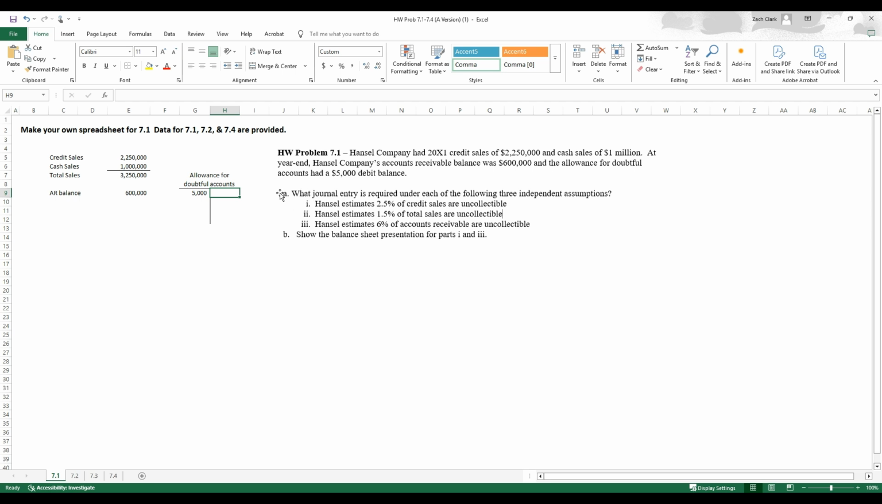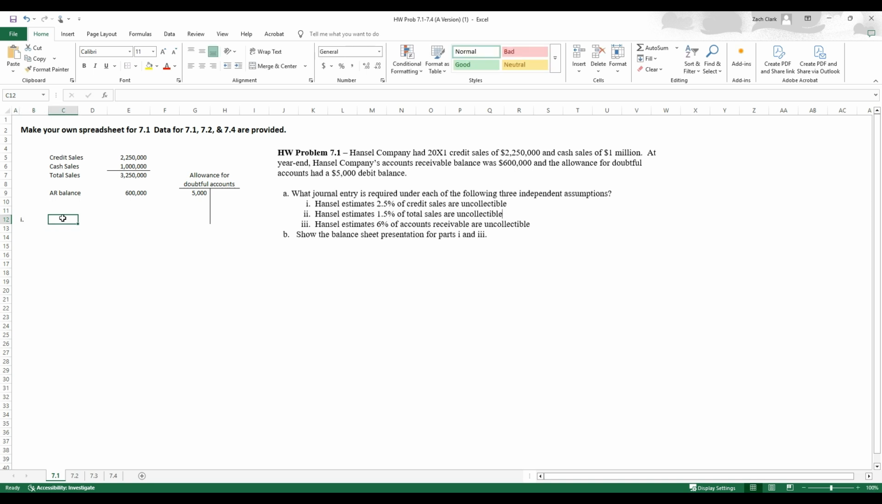Okay, and let's look at the question here. So what journal entry is required to bring the allowance to the required balance under each of the following independent assumptions, and show the balance sheet presentations for part I and III, I guess. Okay, so let's take a look here. So let's do number 1.